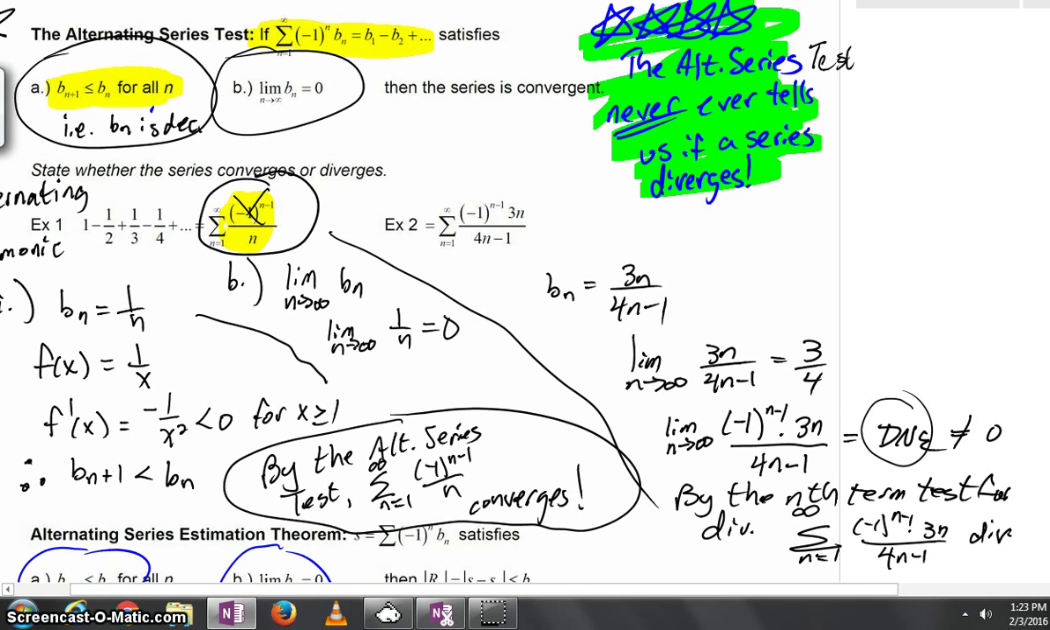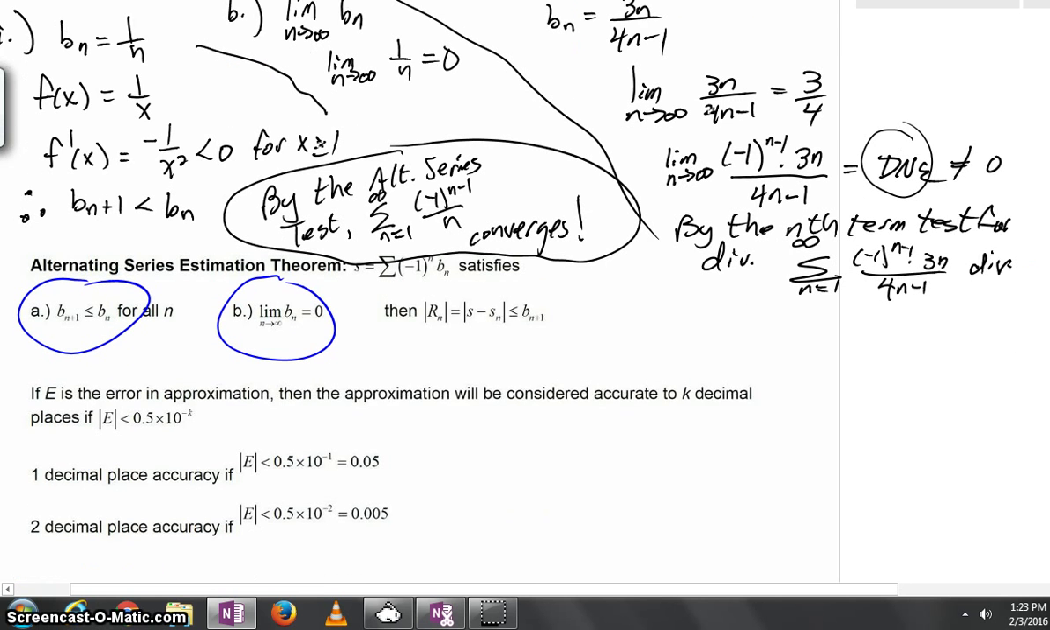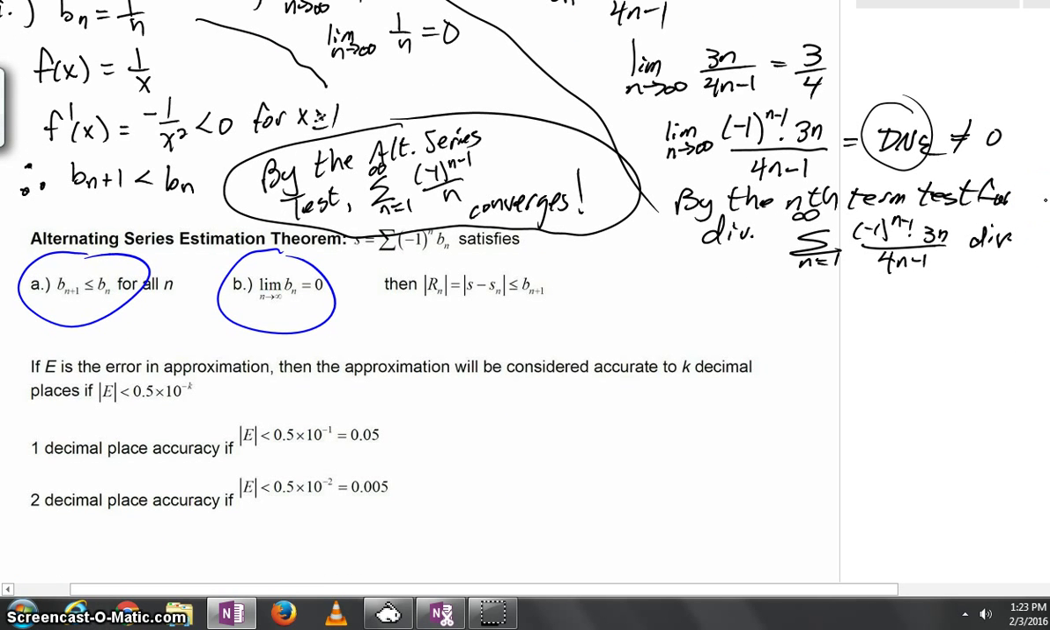Well, here's the second half. It's almost like a second part here. Alternating series estimation theorem. Let's assume that we do have convergence. In other words, we meet our two conditions. We have b sub n plus 1 smaller than b sub n, and my limit as n goes to infinity of b sub n goes to 0. You'd say, well, hey, that means my series converges by the alternating series test. Yes, but let's talk about error.